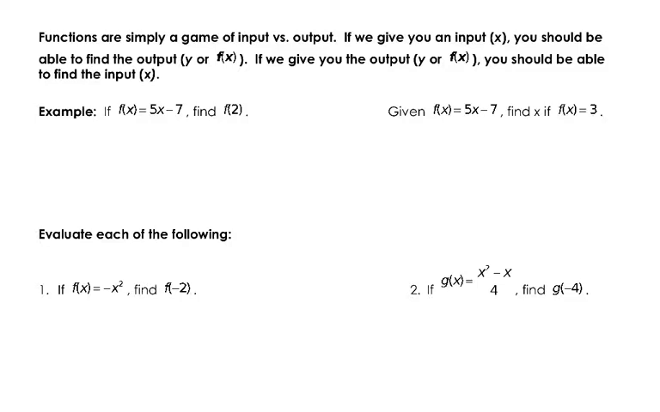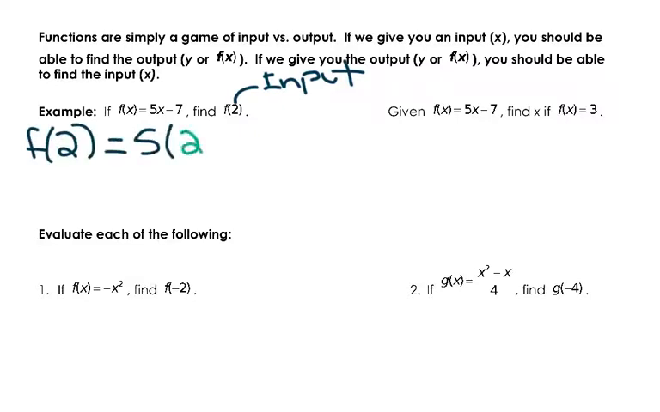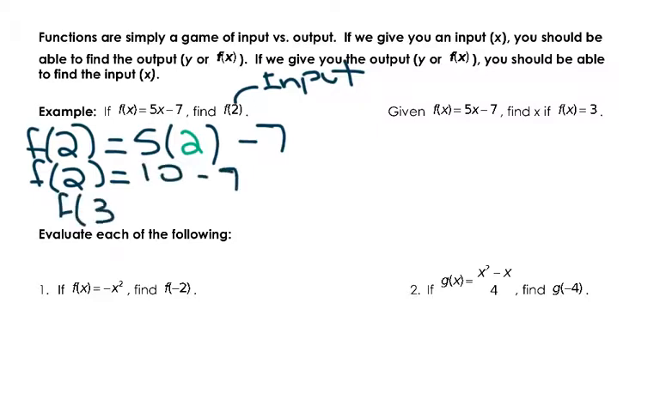So the first example says if f of x is equal to 5x minus 7, find f of 2. Now remember, 2 is our input. Okay? So f of 2 is equal to 5 times 2 minus 7. So f of 2 is equal to 10 minus 7. And I wrote the answer. F of 2 is equal to 3.